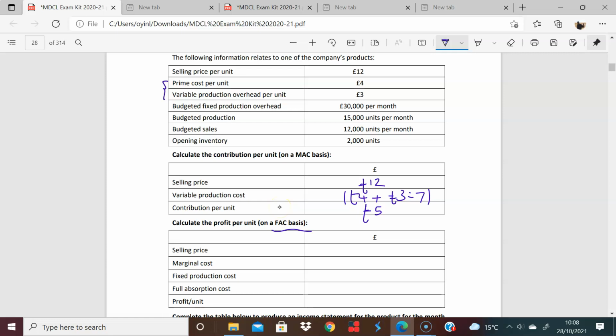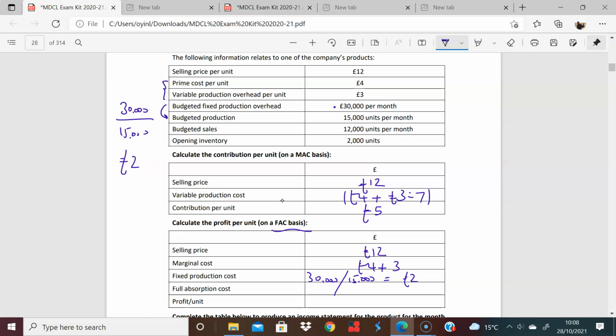absorb the fixed costs. So you are budgeting fixed costs of 30,000 a month, and your production, remember it's based on production, like in the previous question, is 15,000 units. Therefore, for every unit that you make as you prepare your management reports, you will put in £2 there. So what you now have here is 12 as before. The marginal cost is your variable cost, which is the 4 plus the 3. You have your fixed production costs, which is the 30,000 divided by the 15,000, which is equal to the £2.